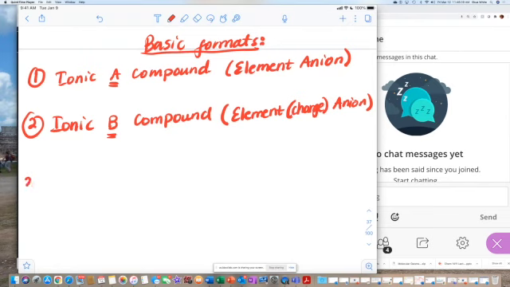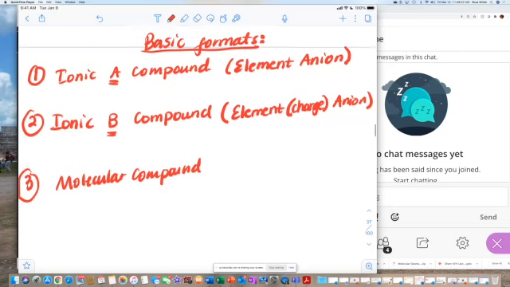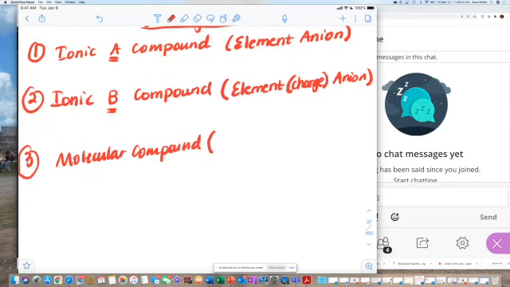Okay. Number 3, with molecular compounds. So I'm quickly reviewing what we covered on Wednesday, right? Molecular compounds, you have 4 parts to the name. It's usually 4 unless the first part is mono, then one part is missing, right?